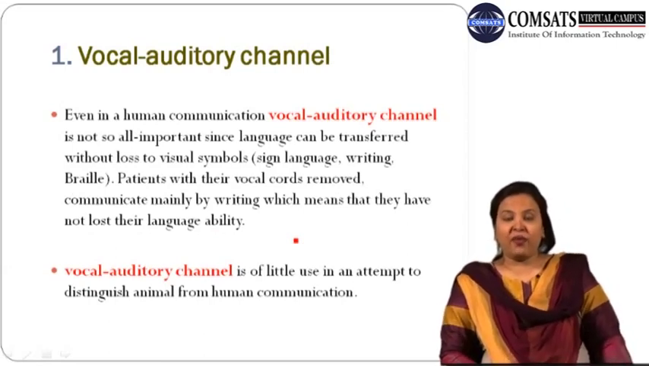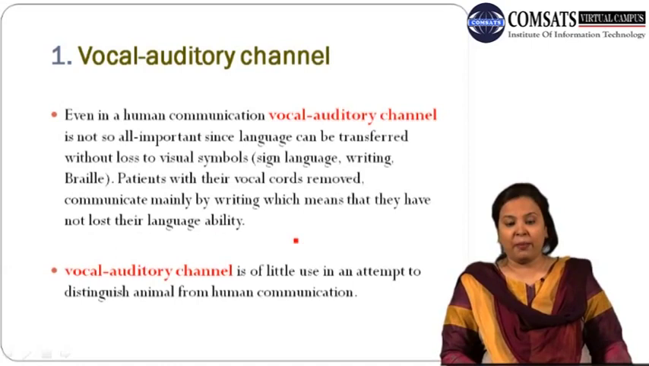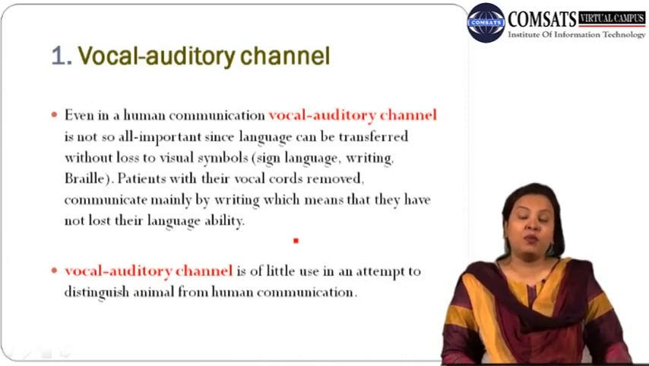This is also exemplified in the case of human beings. For example, it has been observed that in human communication, vocal auditory organs are important, but not so important that we can say that if a human being does not possess any vocal auditory organ, or if these organs get damaged, he or she won't be able to produce any sound or language. Actually, it has been observed that patients with their vocal cords removed because of certain diseases or infections were still able to communicate.